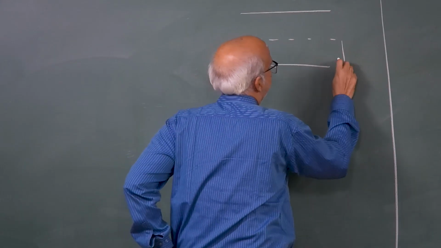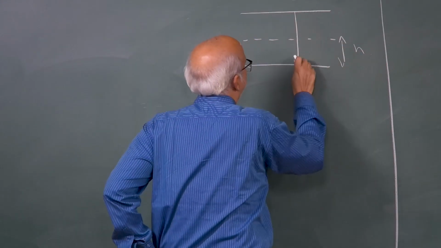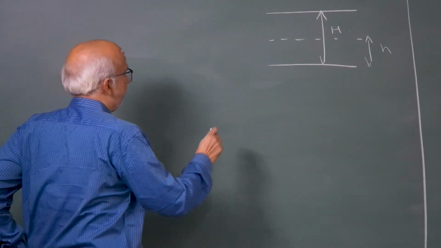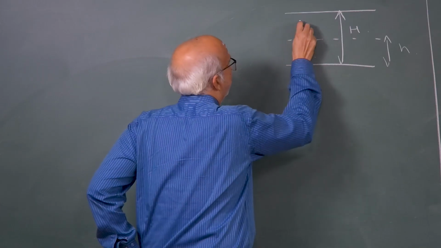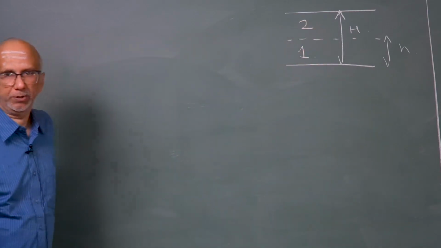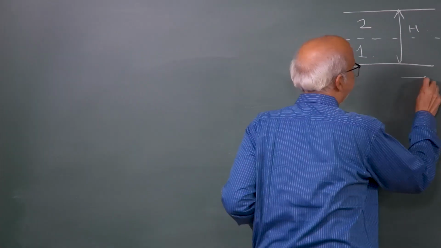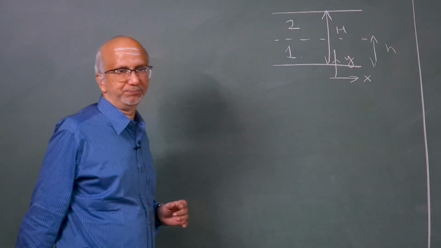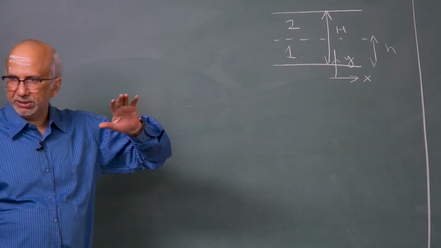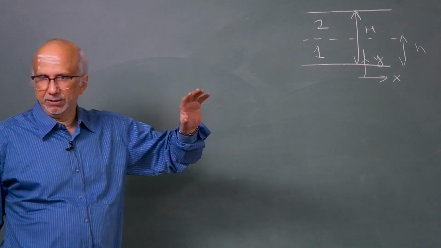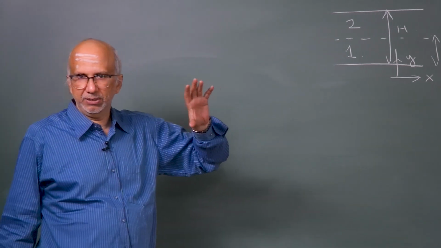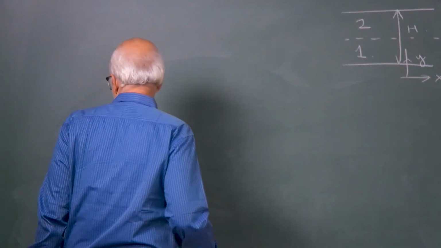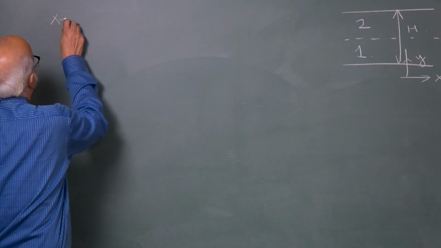This is small h and this is capital H. This is fluid 1 and this is fluid 2. This is the x direction and this is the y direction. So, since the flow is in the x direction, the momentum balance which is really going to be of interest to us is the x momentum balance, and we wrote that last time.